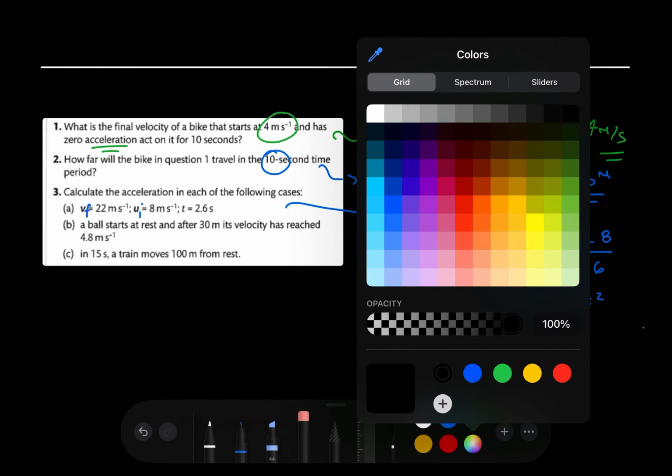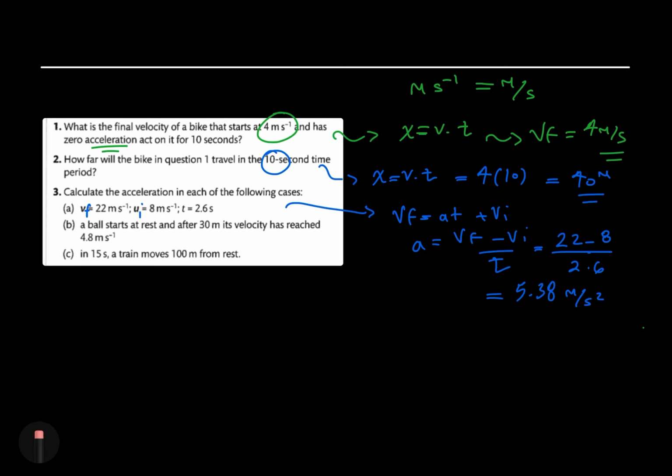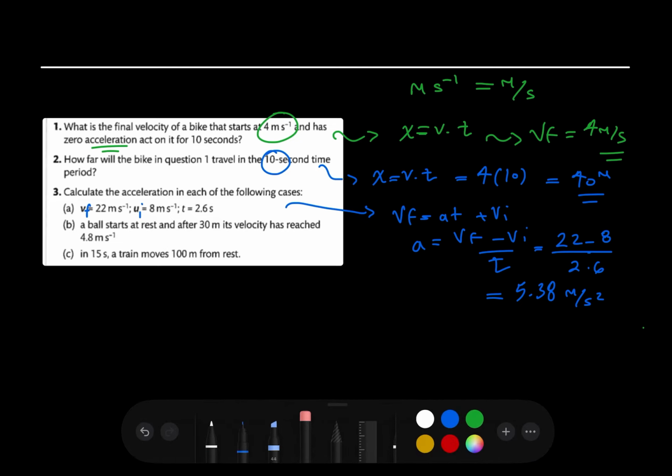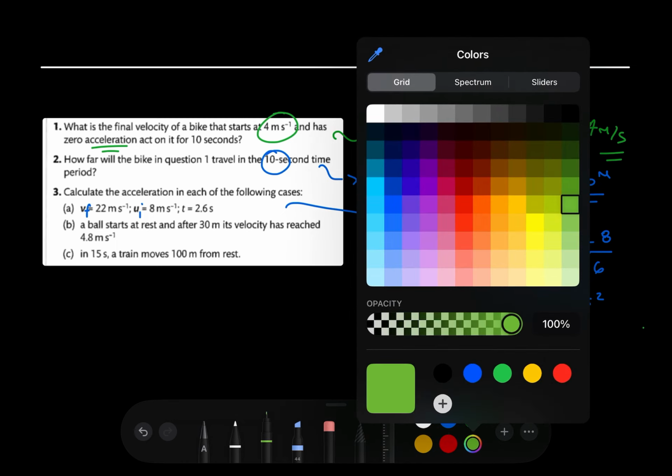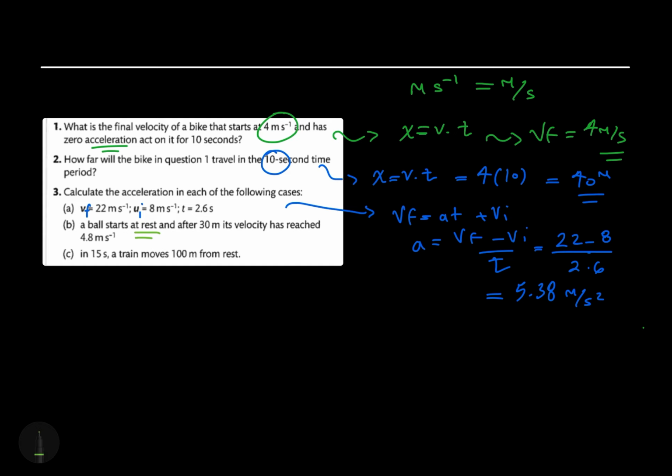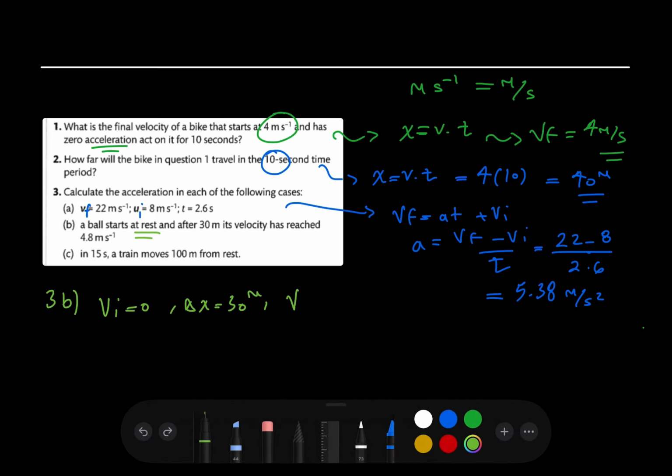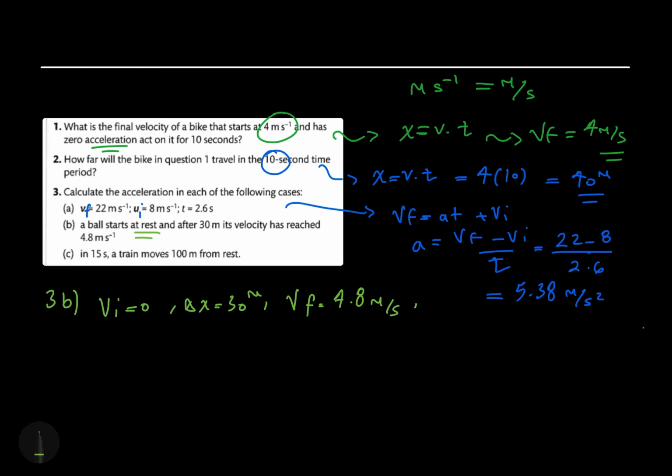Let's take a look at question number 3B now. It tells us to find the acceleration of a ball that starts at rest. The key is to understand that whenever a question says something starts at rest, that usually means the object's initial velocity is 0, or if something's dropped, for example. So VI is equal to 0 in B. It says after 30 meters, that means delta X is 30 meters. The final velocity is 4.8 meters per second.